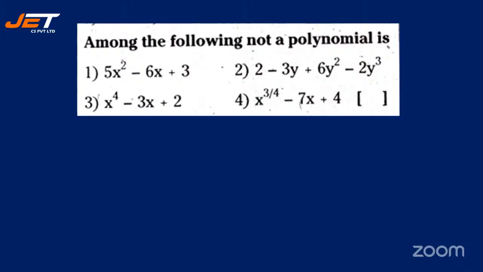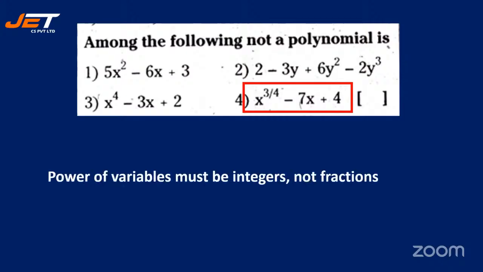So 4 options are given. Quickly give me the correct answers. Among the following, which is not a polynomial? So it is x power 3 by 4 minus 3x plus 4 because in polynomial, the power can never be in fractions. All right.